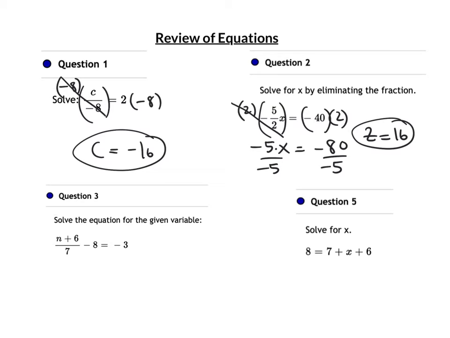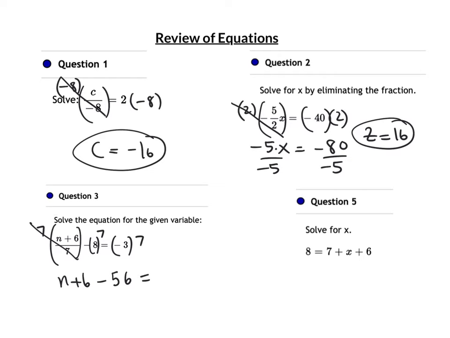Question 3. This looks a little like what we did just earlier. I need to get rid of division by 7. There are 3 terms here. There's a term, there's a term, and there's a term. So I'm going to multiply everything by 7 to get rid of that division by 7. The 7's cancel. It's n plus 6 that is left. Don't forget to multiply by 7.